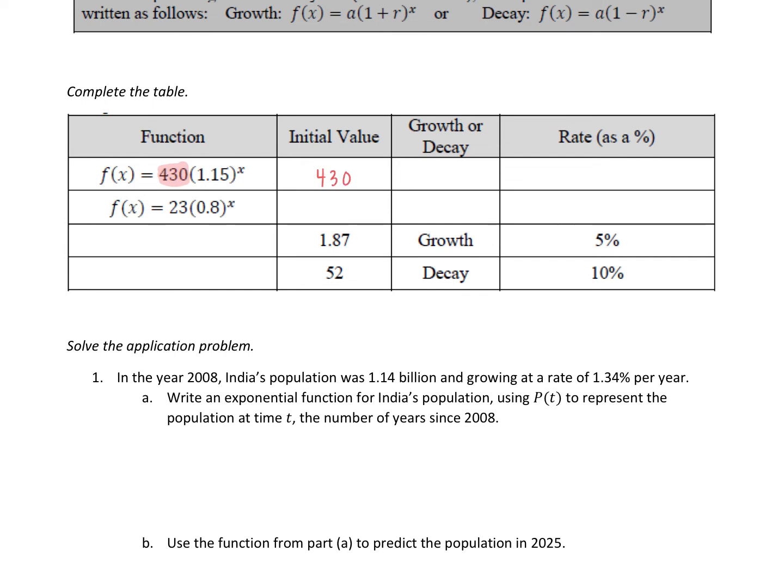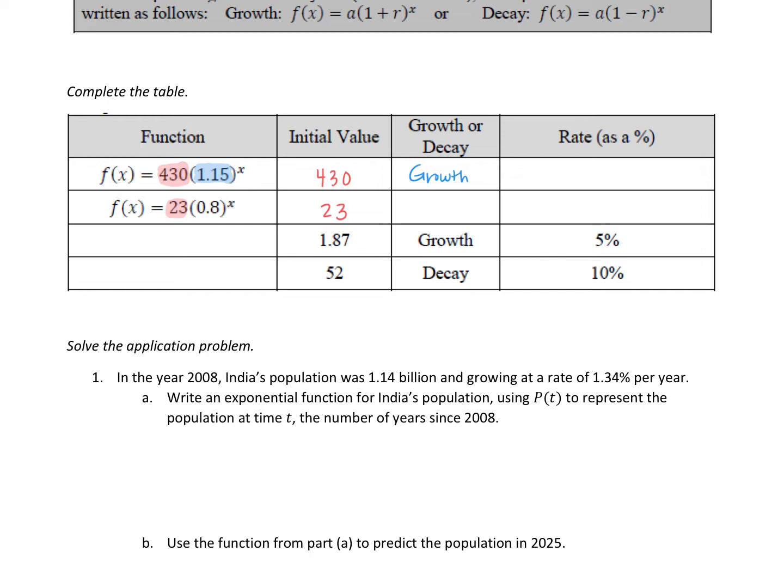If you look at the next example, let's just go ahead and find the initial value. You will see that the 23 is what's in front. It's not raised to an exponent, so that's the initial value. So the initial value is always that front number that's not raised to an exponent. You're going to be able to tell if it's growth or decay based on the base, the number that is raised to the exponent. If it's larger than 1, so 1 point something, it's a growth. So this first row, the 1.15, is a growth, and that's because it's greater than 1.